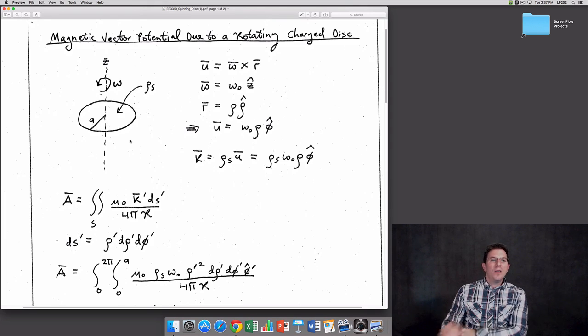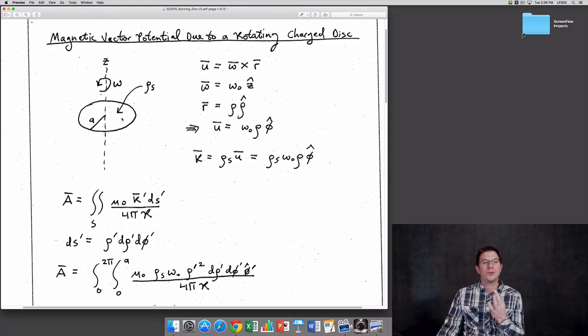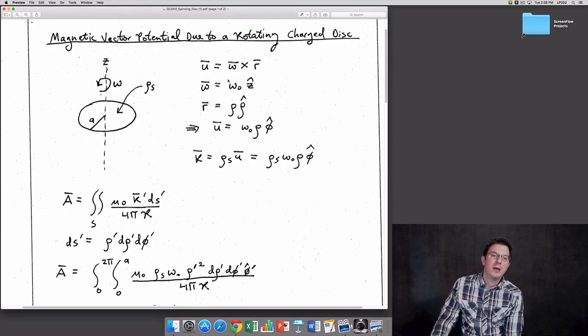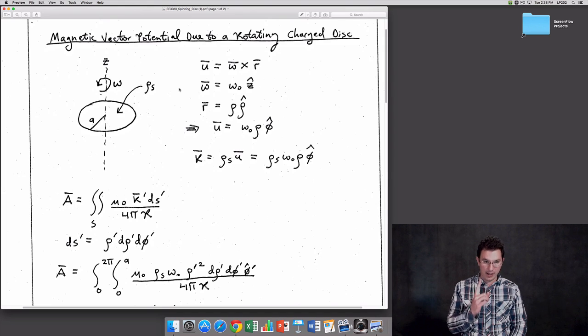The best way to approach this is to start with this particular equation: u is equal to omega cross r. What this is saying is that the velocity of a point on the surface of this disk is given by omega cross the vector pointing from the origin to that particular point, r. Let's say that our disk is rotating at an angular velocity omega naught. That means our omega vector can be written omega naught in the z hat direction. It just points straight up.